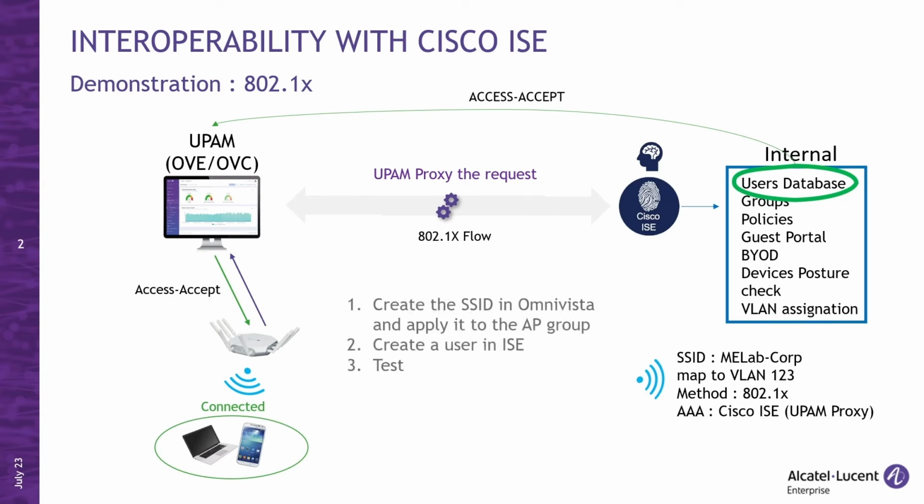In this demonstration, I will first create and configure an SSID in OmniVista using the 802.1x method for authentication, and apply it to the access point. I will then create a user in the Cisco ISE database, and then use them to connect the endpoint.